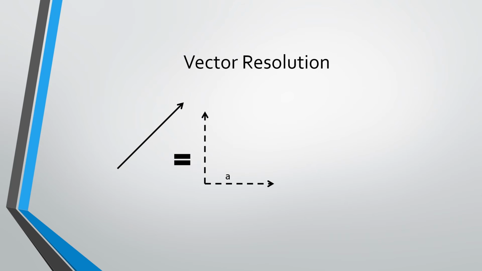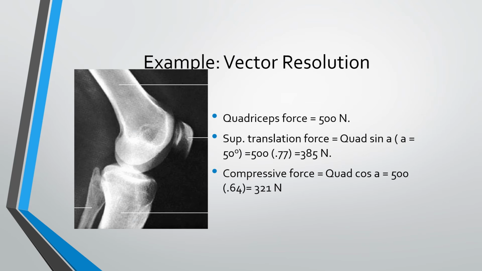So let us go ahead and resolve a vector for practice. We're going to find out how to resolve the vector on the left side of the equation into a vertical and horizontal component, right? We're going to consider the example of the quadriceps pulling on the patella. So say that the quadriceps force is 500 newtons. There's a superior translatory force, and there's the compressive force, or the horizontal force.